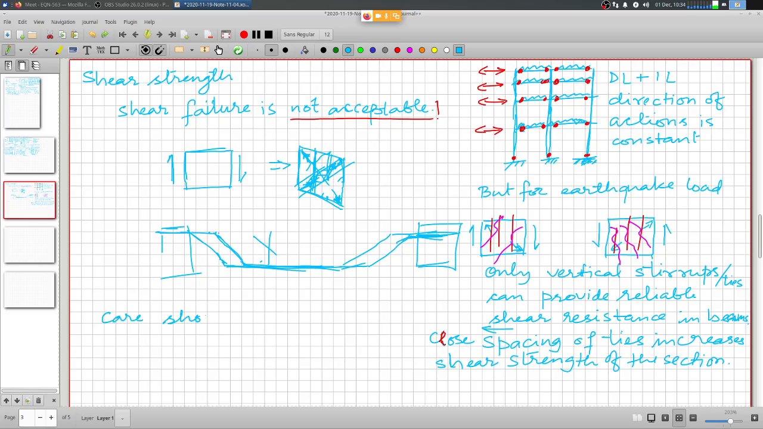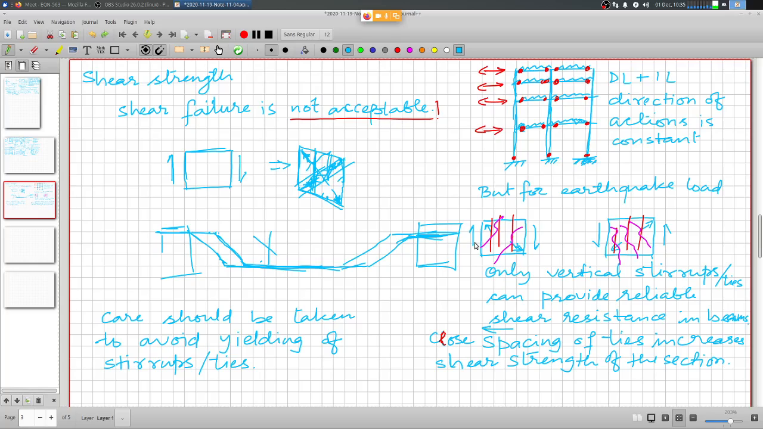Care should be taken to avoid yielding of stirrups or ties. Right? So if the stirrups yield, I mean what happens if the stirrups yield? What is wrong with stirrups yielding?